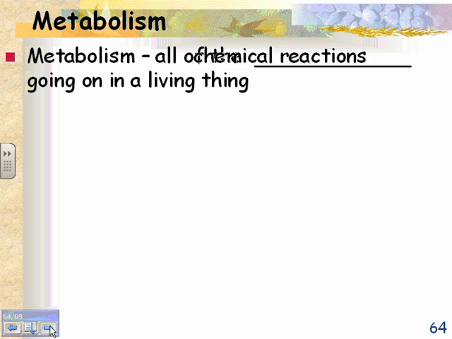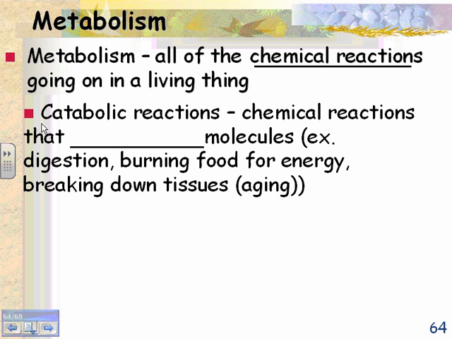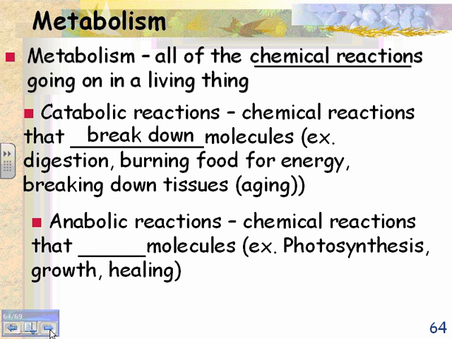Metabolism is all of the chemical reactions that occur in a living thing, and so that's two things. Catabolic means to break down. So these are chemical reactions that break down molecules. So when you're digesting food, that's a catabolic reaction. Anabolic reaction, think anabolic steroids that build muscles. So anabolic reactions are chemical reactions that build molecules. So photosynthesis is putting together carbon dioxide and water. Anytime you're growing, healing, building muscle, building skin, those are anabolic reactions.